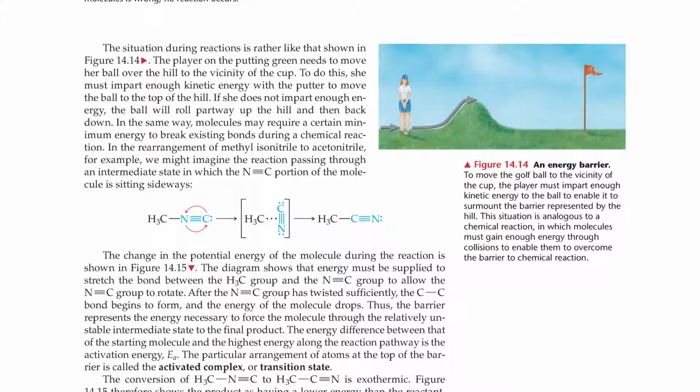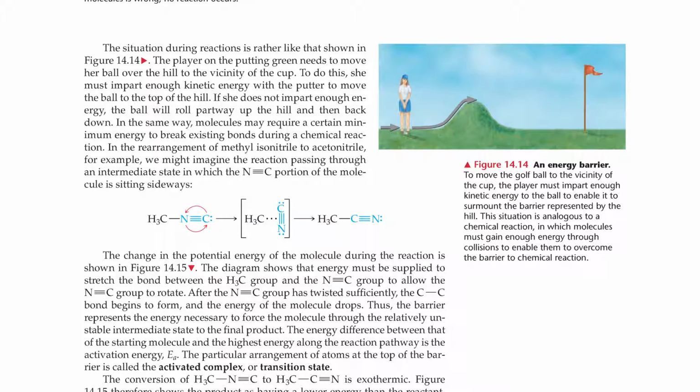The situation during reactions is rather like that shown in Figure 14.14. The player on the putting green needs to move the ball over the hill to the vicinity of the cup. To do this, she must impart enough kinetic energy with the putter to move the ball to the top of the hill. If she does not impart enough energy, the ball will roll partway up the hill and then back down. In the same way, molecules may require a certain minimum energy to break existing bonds during a chemical reaction.